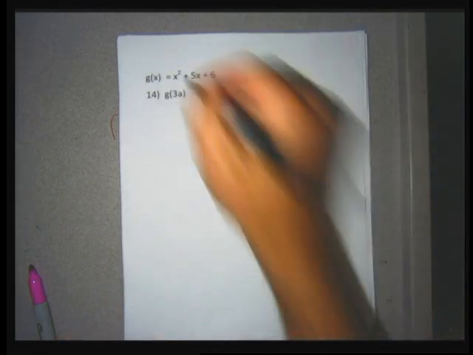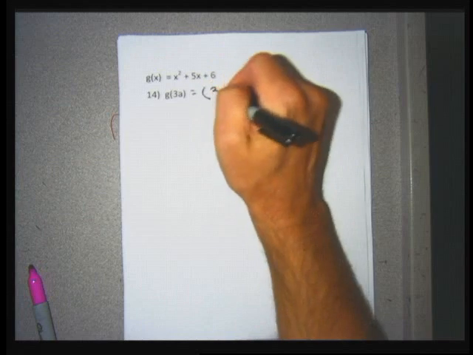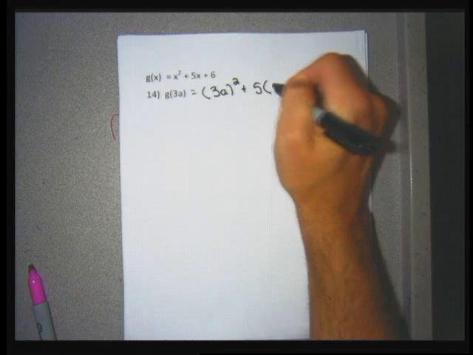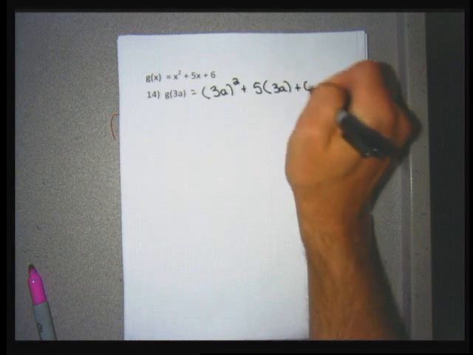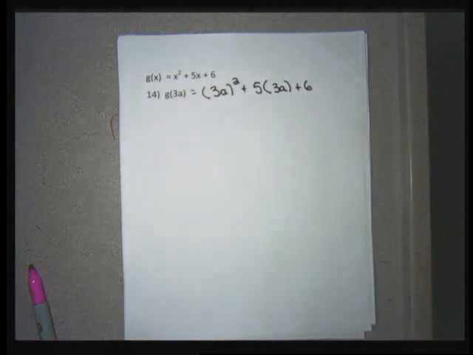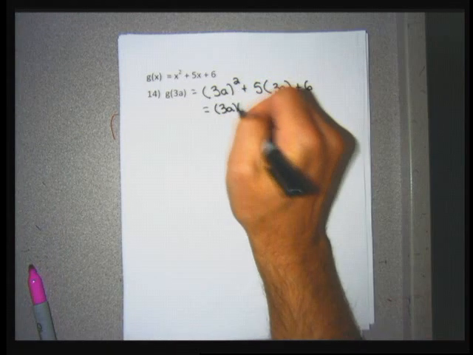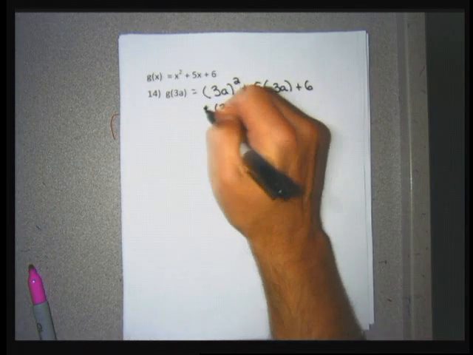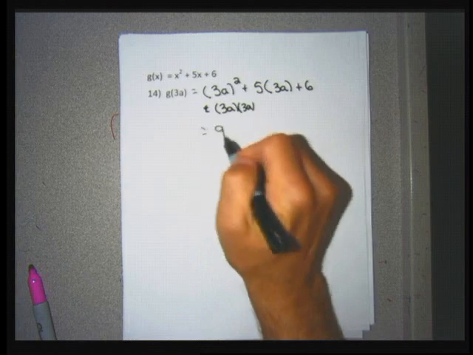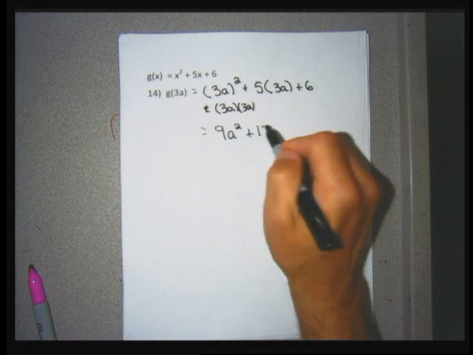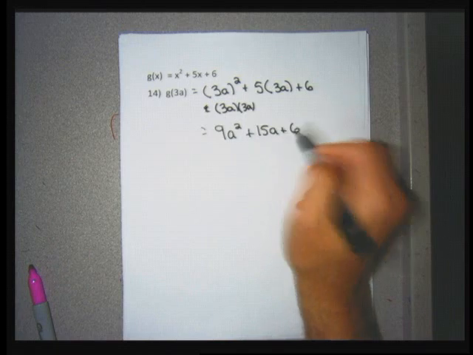14 wants me to take the x's in the g function, which I wrote above it, so I didn't have to go searching for it. So I take the g function and I change each of the x's to 3a, and I'm going to simplify. I'm going to factor just so I get practice factoring. If my answer has a square and that's something that can be factored, then I'm going to factor. The 3a squared part means 3a times 3a, which is 9a squared. The 5 times 3a is going to be 15a, and the 6 is just a 6.